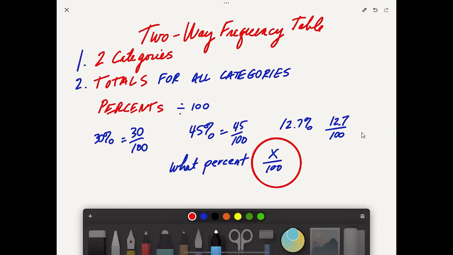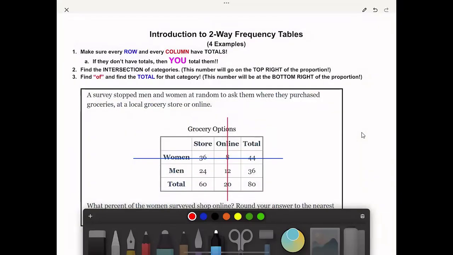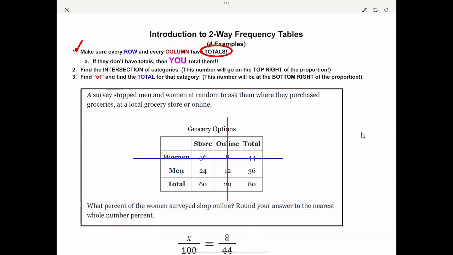All right, let's jump into this. Here are the things that you need to do every time. Make sure that all the rows and columns have totals, or basically all the categories have totals. If they don't, you have to go through and total them up. The second thing is you look at the two categories that you need and find where they intersect. When you find where they intersect, you use that number in your proportion, and it goes top right. I'm going to show you that exactly in a second.